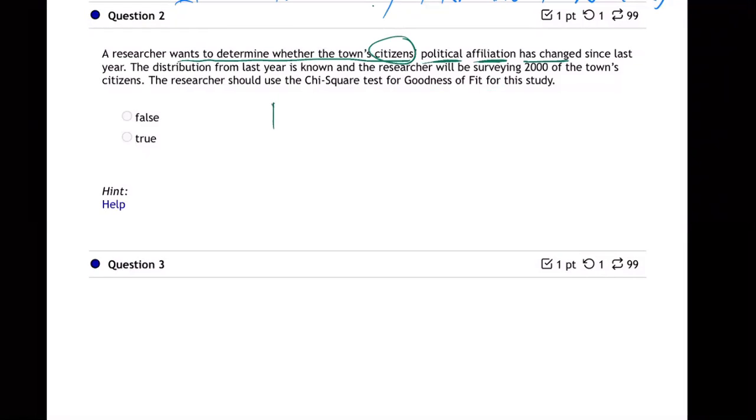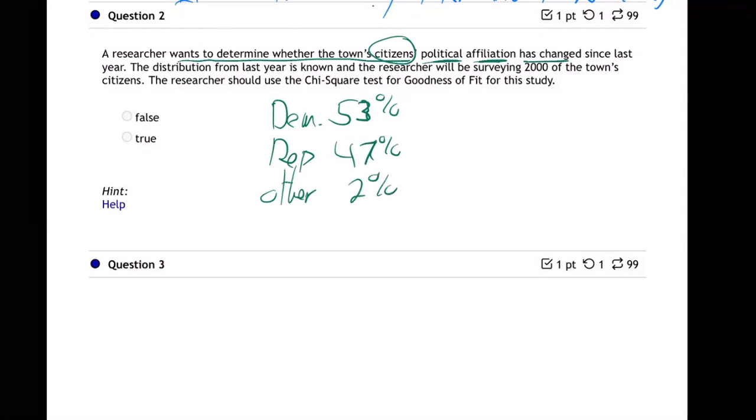You know, like in other words, how many are Democrat, how many are Republican? Maybe, you know, for this town, it was 53% and 47% or something. Or there's probably another, but whatever. Here, maybe I'll make other 2%. Make this like 51 or something, whatever. Okay, so maybe that's how it was. And has it changed since last year? So this is maybe last year, right?